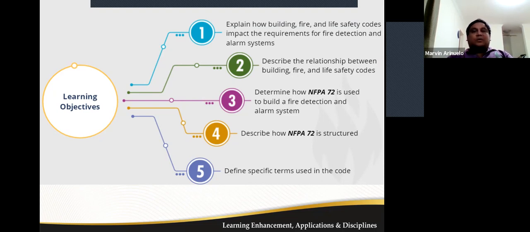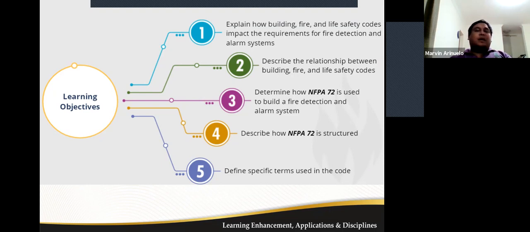NFPA 72, guys, is referenced by other codes, laws, or regulations such as: number one, building code and life safety code; number two, fire code, elevator, mechanical, and other NFPA codes and standards; and especially local authority codes and ordinances, including regulations, like civil defense. These documents then require that those systems and features are designed, installed, tested, inspected, and maintained according to the NFPA 72 code.